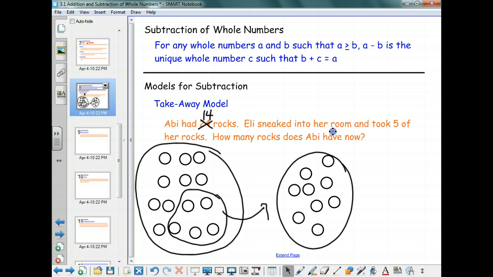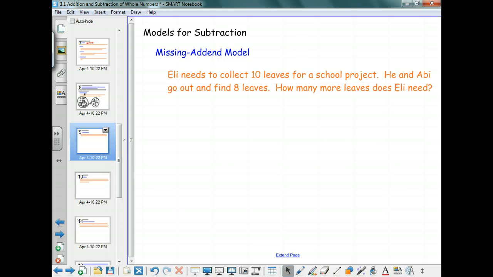We've all heard of a takeaway model before, right? This is typically what you learn first. If I asked you what subtraction is, probably 15 or 16 of you would have told me it's takeaway. If I have something and I'm removing part of it, that's what subtraction is. Okay. Missing addend is another model.